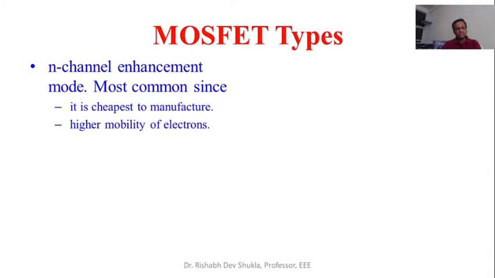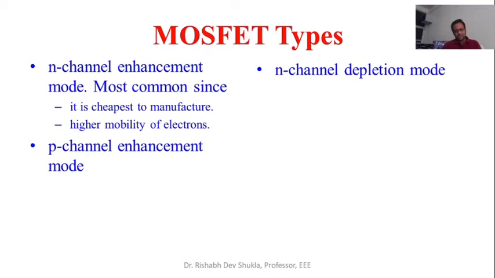This MOSFET is of different types. More prominently, it has the enhancement type and depletion type. Under the enhancement type, we have two types of MOSFETs: N-channel enhancement type MOSFET and P-channel enhancement type MOSFET. Among these two, N-channel MOSFETs are most widely used and most common because they are cheapest to manufacture, and it is because electrons participate in the drain current. So this device has higher mobility as compared to the P-channel enhancement type devices.